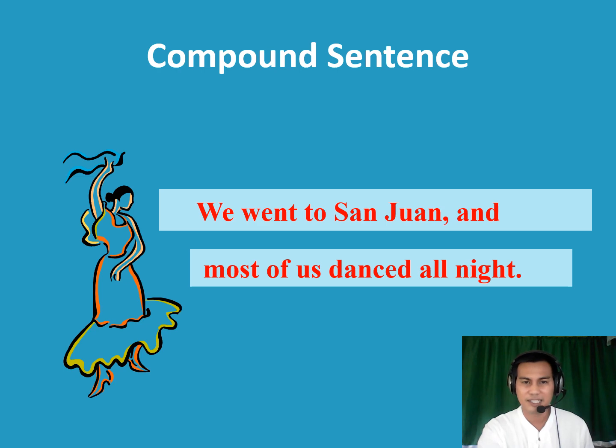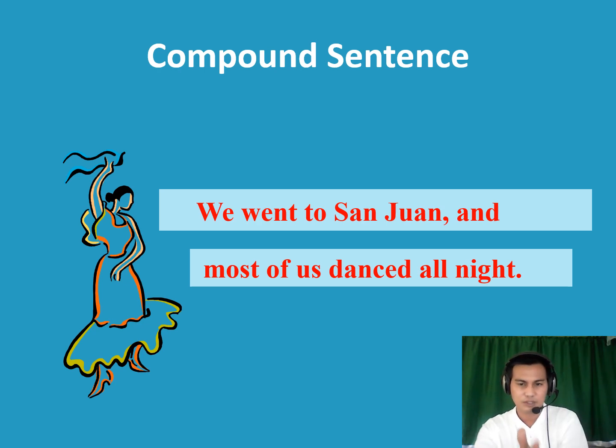And then it is connected by the coordinating conjunctions. We have the and, or, so, nor, yet. That's it. And of course, but. In this case, we have and. Two things are happening now. Two things are happening in one sentence. That's what makes a compound sentence. We have first, we went to San Juan. Then the next thing that happened, most of us danced all night.